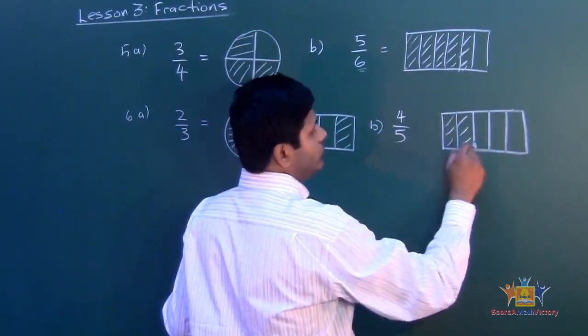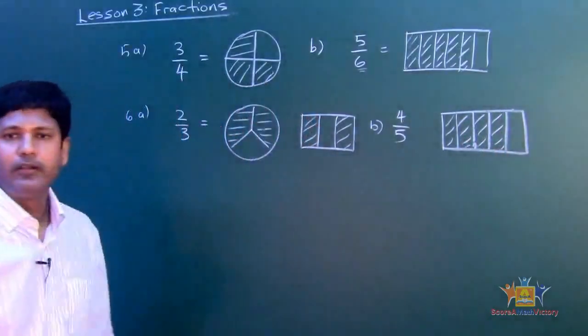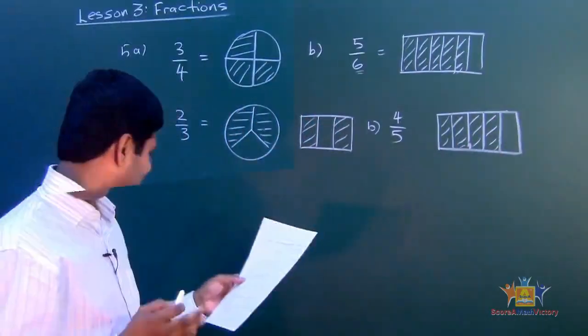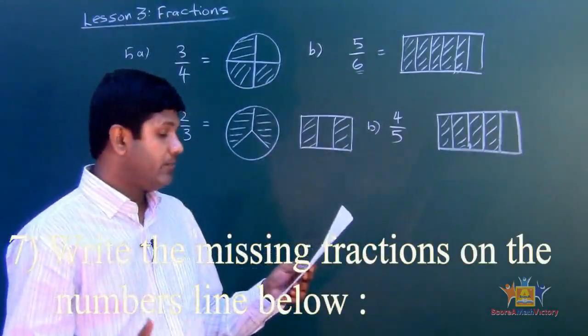1, 2, 3, 4. Right there. And that's 4/5. Okay, good. Alright, let's do now. Okay, problem number 7. Write the missing fraction on the number line below.